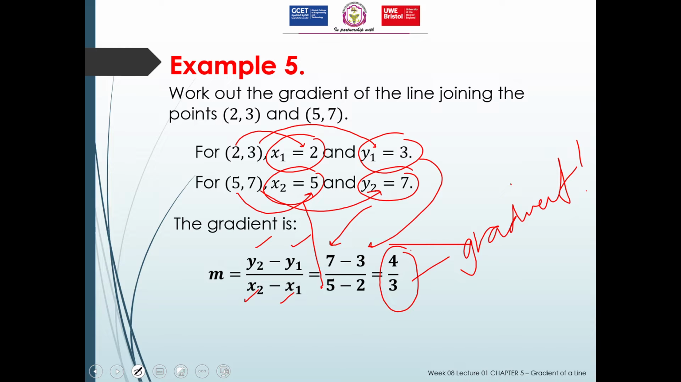Now, in this particular case, it doesn't matter which is your x1 and which is your x2. You can also use 5, 7 as your first point and 2, 3 as your second point. The answer will be the same as long as you're consistent. If you choose 5 as x1, therefore you should also choose 7 as your y1 and vice versa. So if you choose 2 to be your x sub 2, then you should also choose 3 as your y sub 2. It will give you the same answer. You can try it at home and you will get the same result.